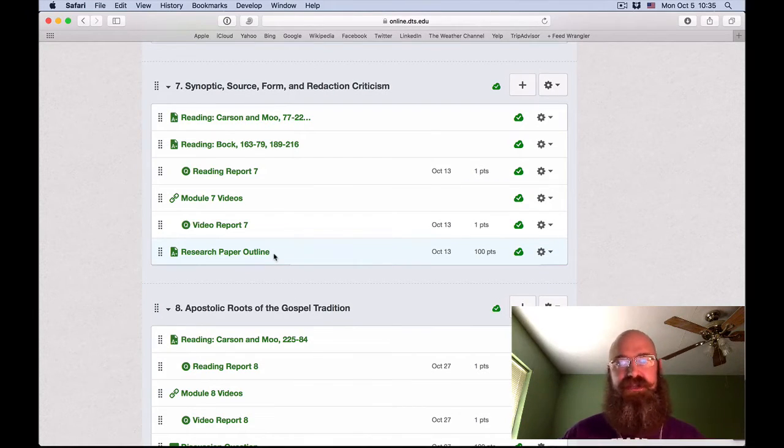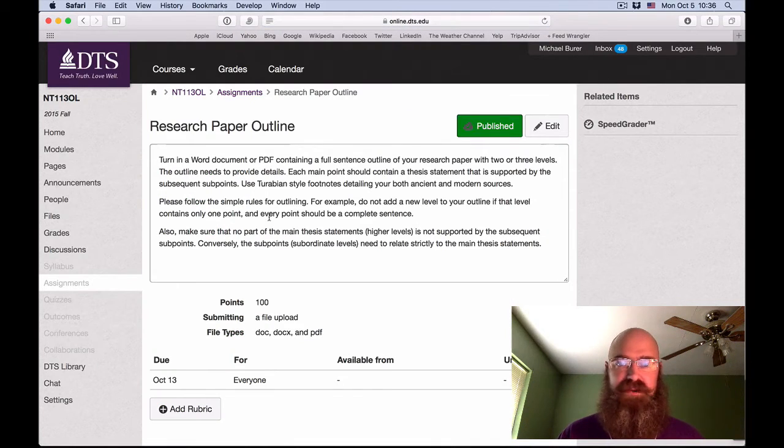So this is a major step in the construction of your paper as you put together your argument and put your logic together. Now I want to point out a couple of things about what we require from that research paper outline. First and foremost, it has to be a full sentence outline, meaning that every line in the outline must be a full sentence. It has to make a point. It can't just be a phrase. It has to make an assertion, as it were.